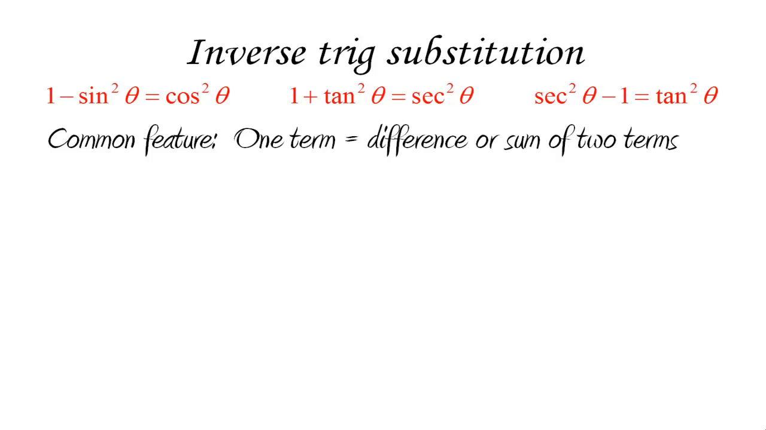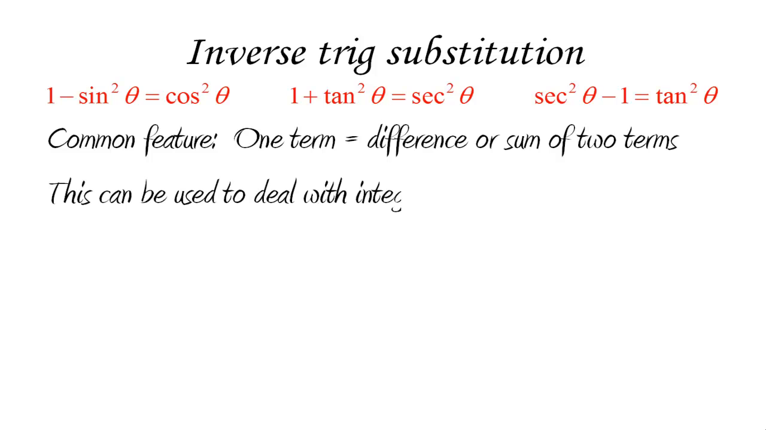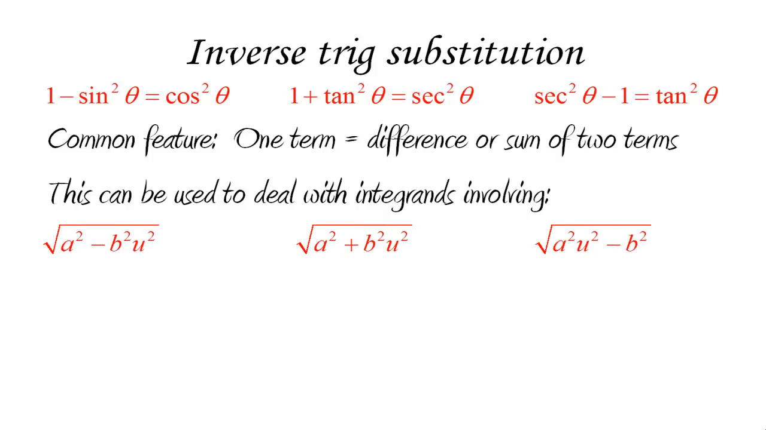Okay. Now, this is going to be the key to the use of the method, because it allows us to deal with integrands that involve forms that look like one of these three that you see here. Okay? And of course, we're talking about situations where the integrand involves one of those forms and integration by substitution doesn't work, and probably not even integration by parts.